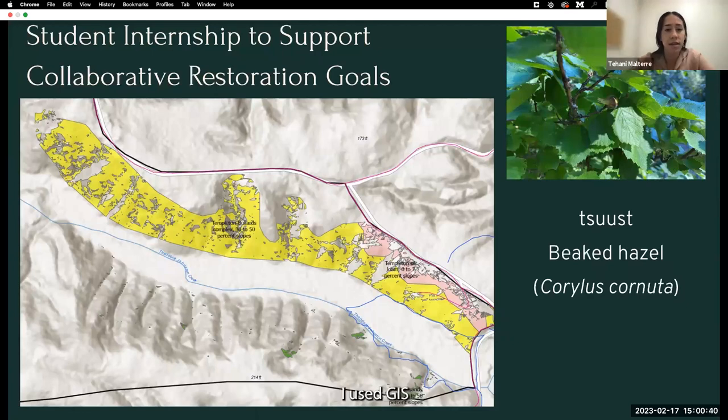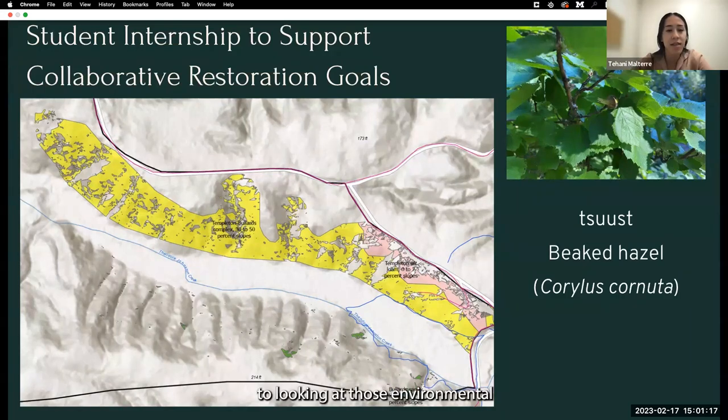To do this, I used GIS data layers from the Oregon Department of State Lands, USGS, and Estuary, and I made this sort of heat map that you can see on your screen. I narrowed it down to areas that are preferred habitat for beaked hazel based on environmental parameters like slope, aspect, soil type, and drainage. I first had to define what preferred habitat for beaked hazel is, and I did this by looking at ethnobotany books and receiving input from Ashley and John Schaefer from CT Clusi. And from there, I was able to create this map.